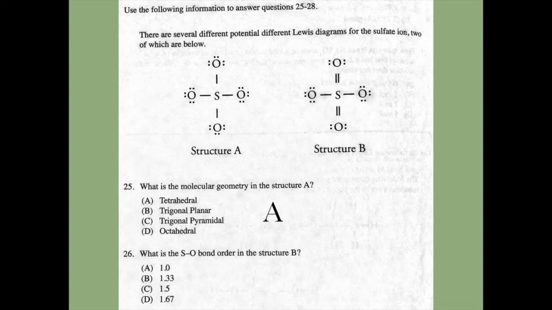So remember, I'm going to count all of my bonds. I've got 2 sets of double bonds, so that's 4 bonds total, plus 2 single bonds, so that's 6. I'm going to do 6 divided by 4, because I have 4 different spots for bonding. So it's going to give me 1.5. So my answer is C.